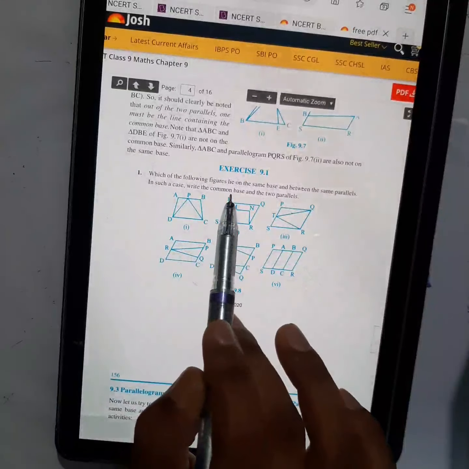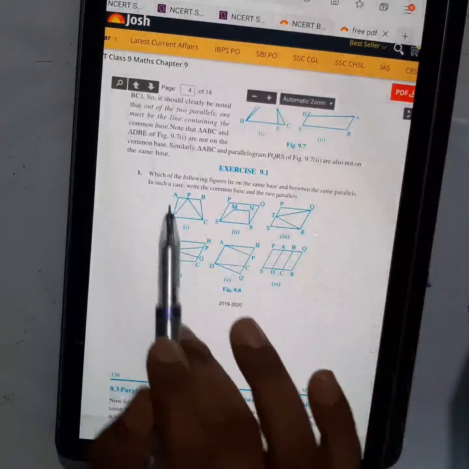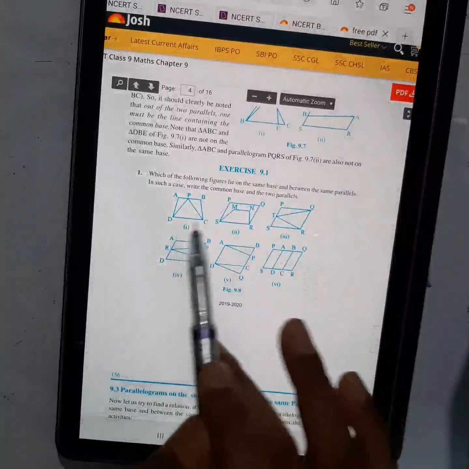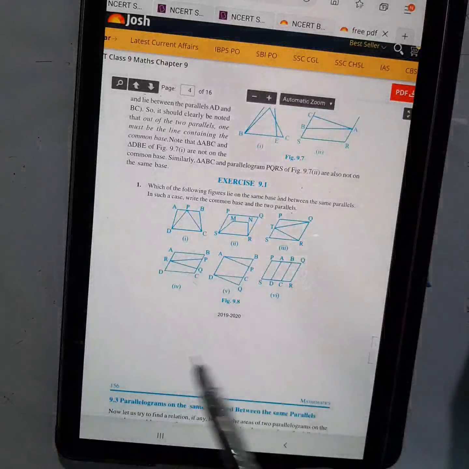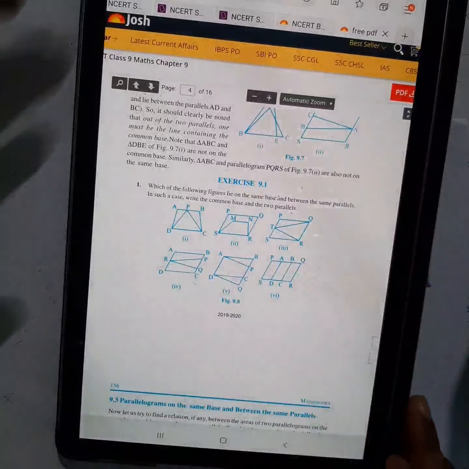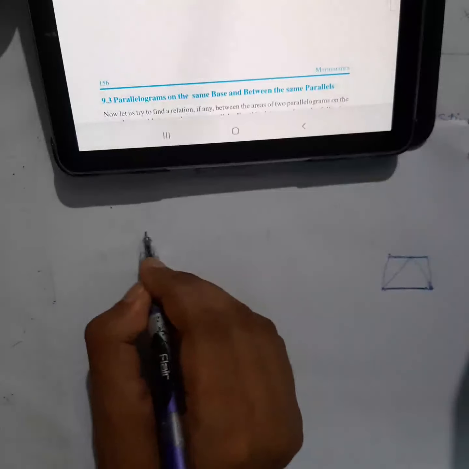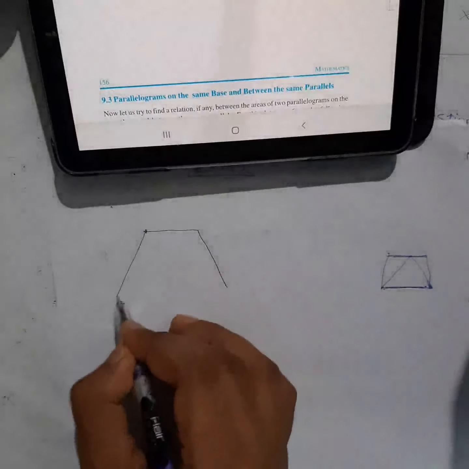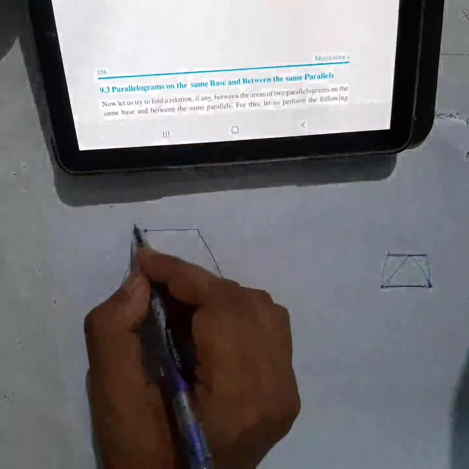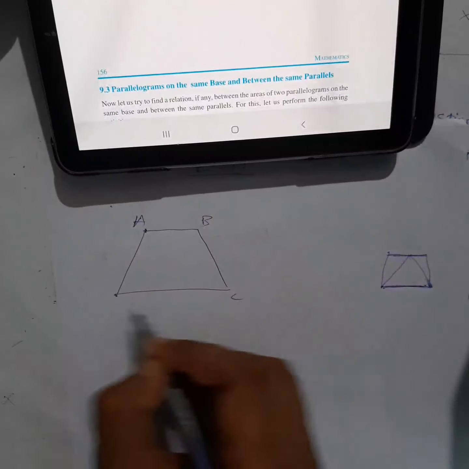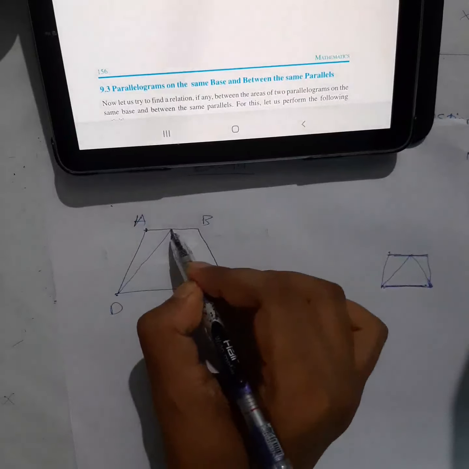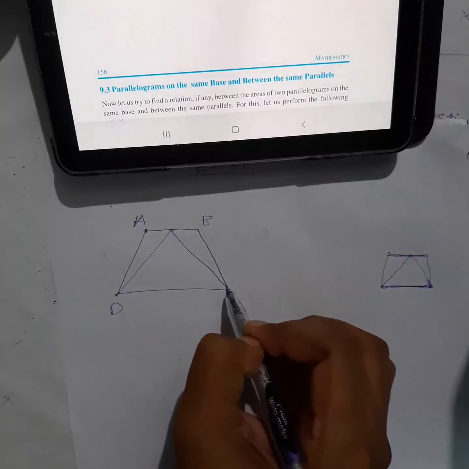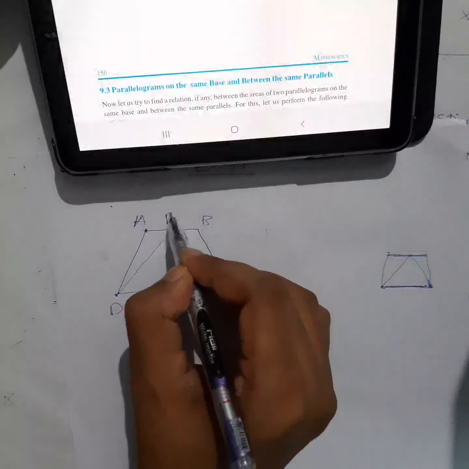Which of the following figures lie on the same base and between the same parallel lines? They have given some figures and you have to find out which of these figures lie on the same base and same parallel line. So the first one you can see, number 1. Let me draw the diagram also. It is given A, B, C, D, and there is a triangle like this. This is your P.